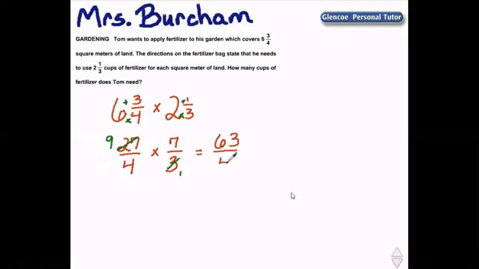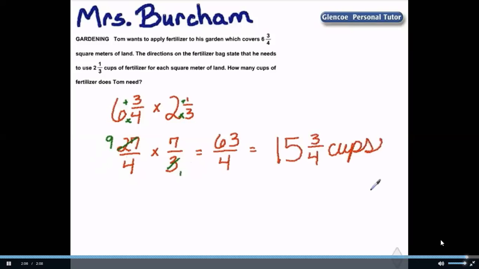63/4 is an improper fraction. To change it back into a mixed number, we have to see how many times 4 goes into 63. Well, 4 goes into 63 15 times with 3 left over. So we have 15 3/4 cups of fertilizer that he needs to use.